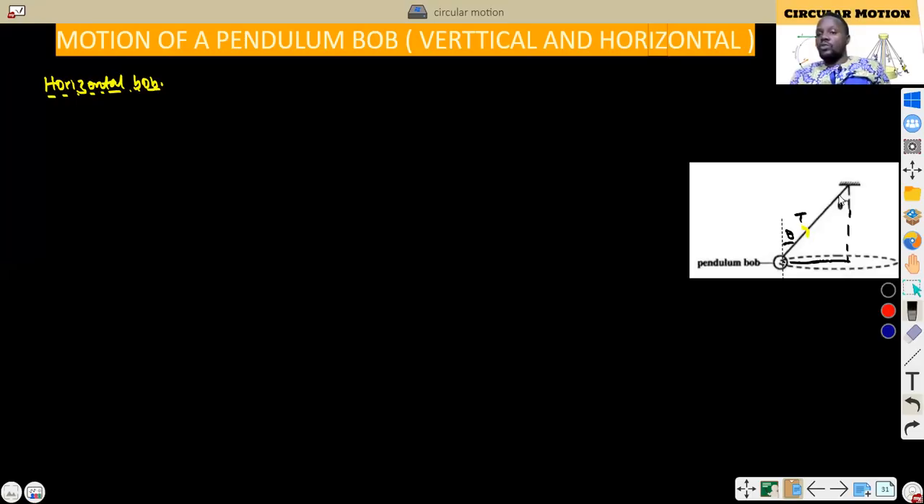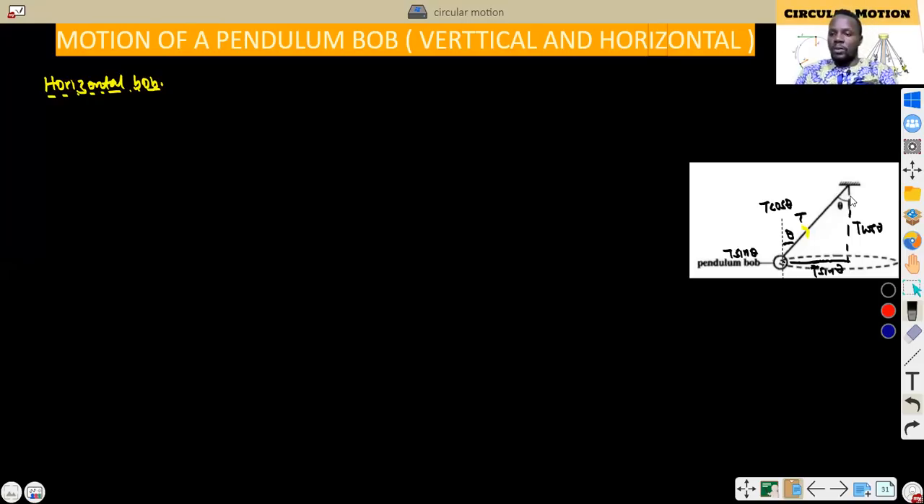So we can resolve into horizontal and vertical with respect to T. At this point, with respect to T, this will be T cos theta, because adjacent over hypotenuse is cosine, and the one on the horizontal will be T sine theta. I've resolved this: horizontal is T sine theta, vertical is T cos theta. That is what I'm trying to show. Opposite over hypotenuse is sine. This is not opposite, this is adjacent to hypotenuse. That is cosine. I hope you understand that.